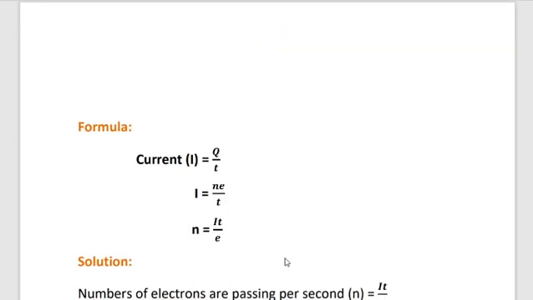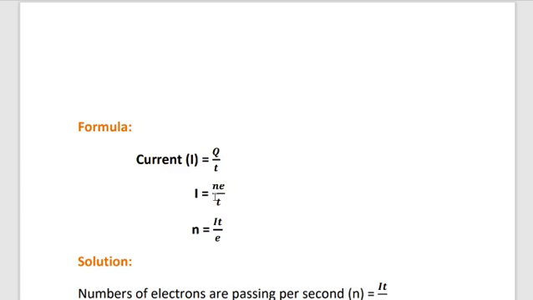So what is the formula? We know the formula current I equal to Q by T, the rate of change of charge. But we know Q equal to Ne. Q is the electric charge, measured in coulomb, and its symbol is C. N is a whole number. E is the charge of a single electron. What is the charge? 1.6 into 10 power minus 19 coulombs. The next step, we substitute Q equal to Ne.